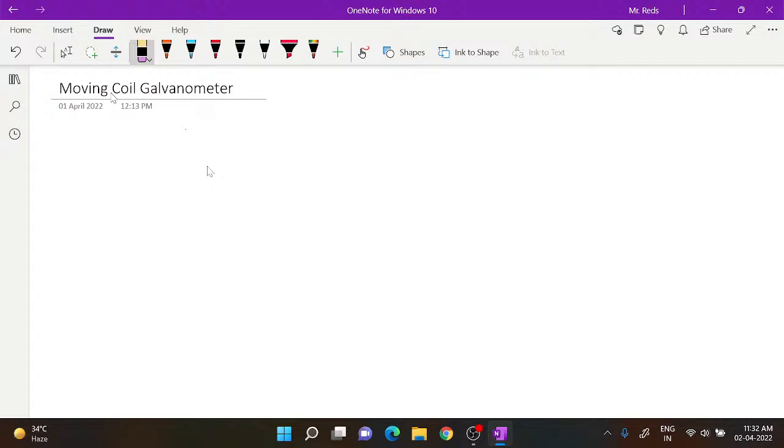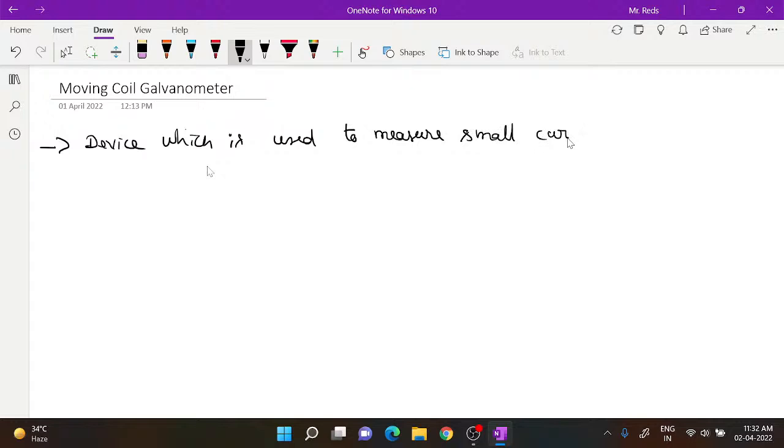So what is a moving coil galvanometer? A moving coil galvanometer is a device which is used to measure and detect small currents.